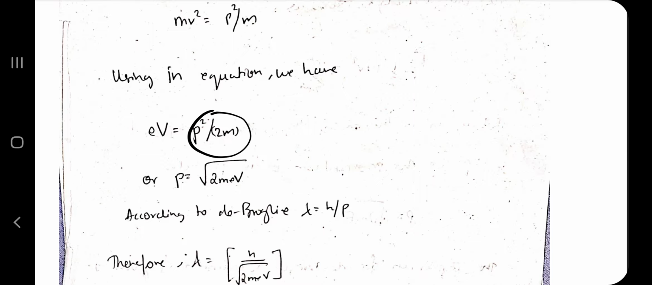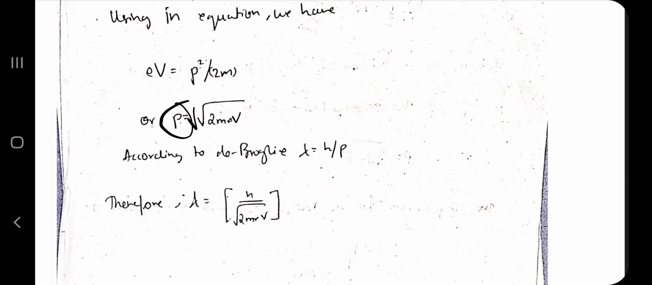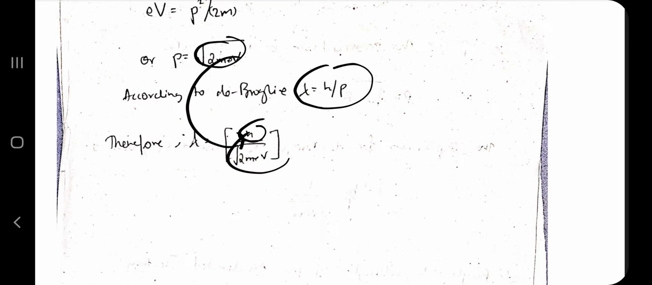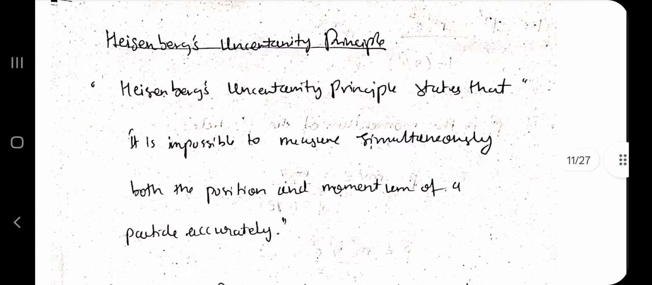Using it in the equation, in the ½mv² formula, instead of mv² we write p²/m. At that time, we get eV = p²/2m. In that case, p = √(2meV), and λ = h/p. Substituting the value of p, we get λ = h/√(2meV).